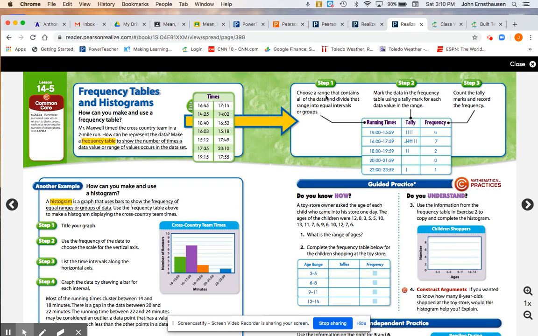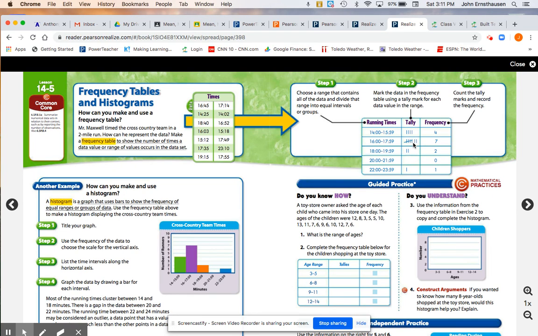Step one, we're going to choose a range that contains all of the data. So the ranges that they chose here are 2-minute ranges, and we're starting at 14 minutes and we're basically going all the way to 23 minutes and 59 seconds. So the tally marks show how many kids fell in that range or interval. There were 4 kids that had a time between 14 minutes and 15 minutes and 59 seconds. So the frequency, the number of times something happens, is 4. And the next equal range or equal interval is between 16 minutes and 17 minutes and 59 seconds. And there actually were 7 kids in that time, so the frequency is 7.